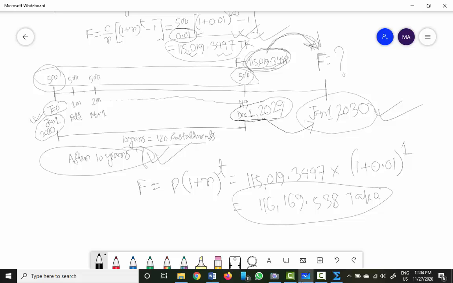So 1 month forward. So that means this is a single cash flow. In that case, we will use this formula: P into (1 plus r) to the power T. This is the value we are moving 1 month forward, so that means this is the amount we will move forward 1 month by 1 month. Since we are moving only 1 month forward, the power will be 1. So this is the amount you will get at period January 1, 2030.